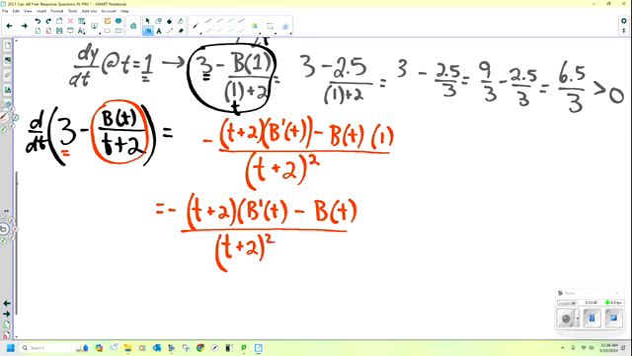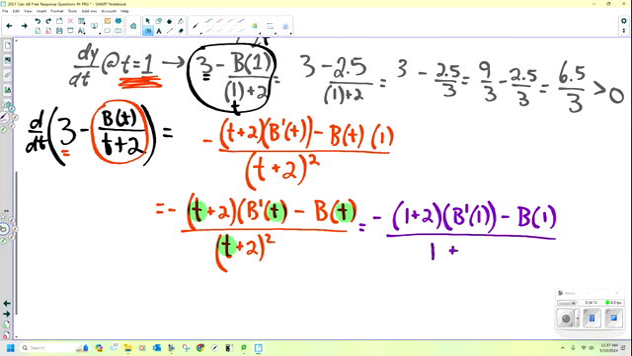I want this at time equals 1, just like I had the top here. So I'm going to put a 1 in for this t, for this t, for this t, and for this t. Let's do this. So we have the negation of 1 plus 2 times b prime of 1 minus b of 1, all over 1 plus 2 squared. All right, so I put my t here, here, here, and here.